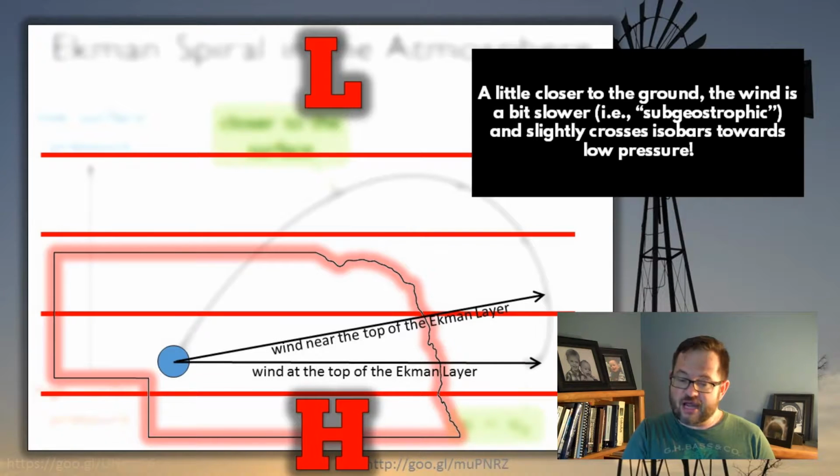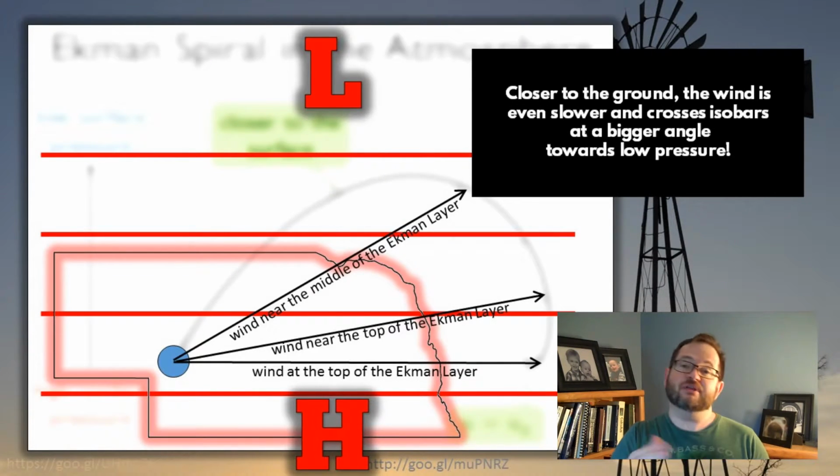Well, a little closer to the ground, the wind is going to be a little bit slower, the vector is a little bit shorter, and it's going to be slightly crossing the isobars from higher pressure towards lower pressure, like that wind I have drawn in there that says wind near the top of the Ekman layer. Okay? Again, I still have that kind of grayed out there, blurred out in the background, but I noticed we're starting to see some shape here.